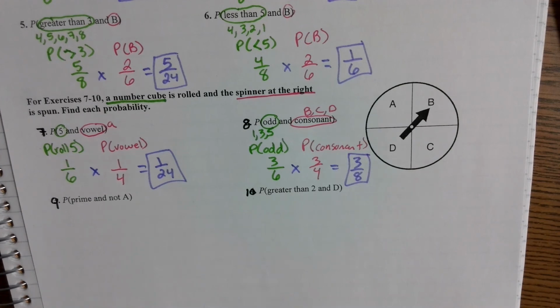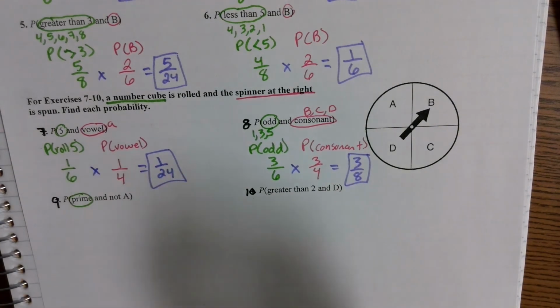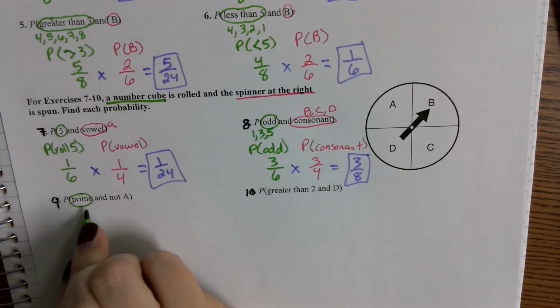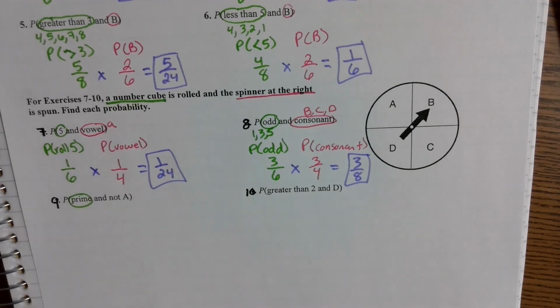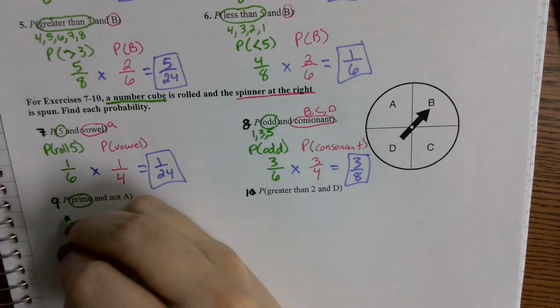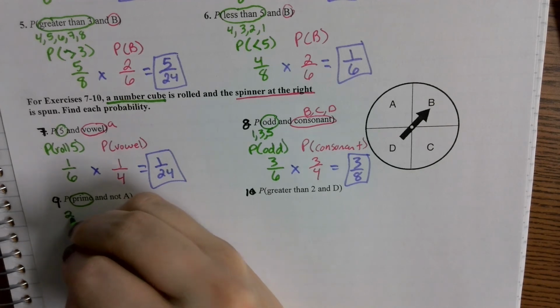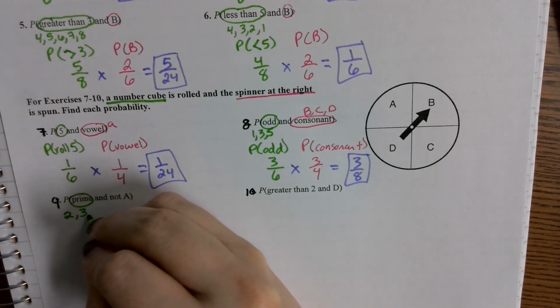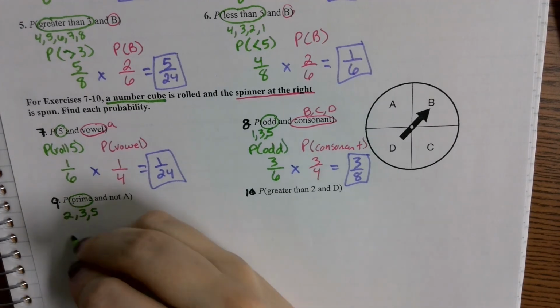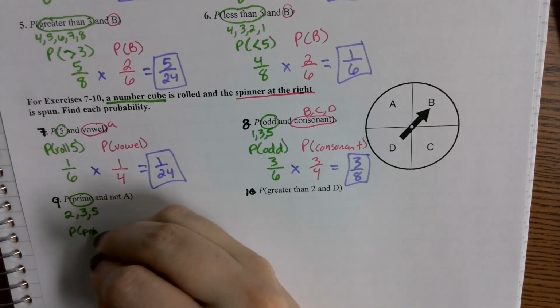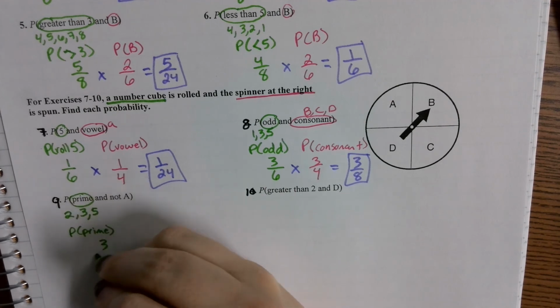Okay, problem number 9, Harmon. 3/8. Your prime numbers, remember we talked about those. Those are numbers that are only divisible by itself and 1. So the only even prime number is a 2. The rest of them are odd. So 2, 3, and 5, those are your prime numbers. So the probability of prime is going to be 3 out of 6.